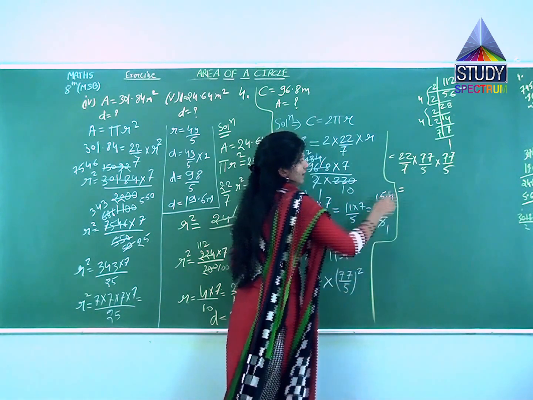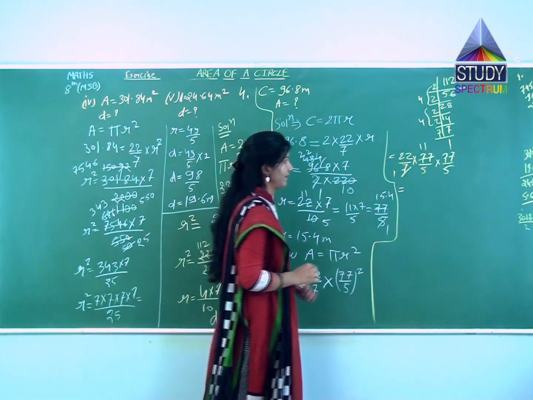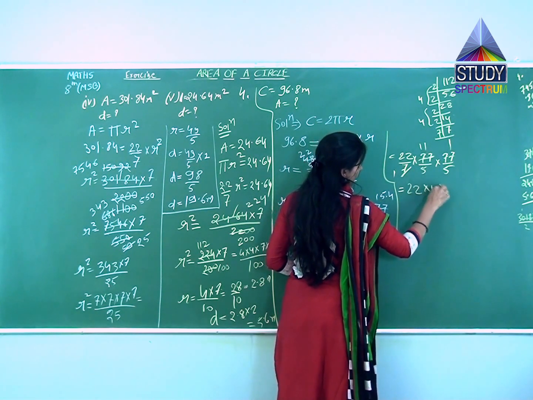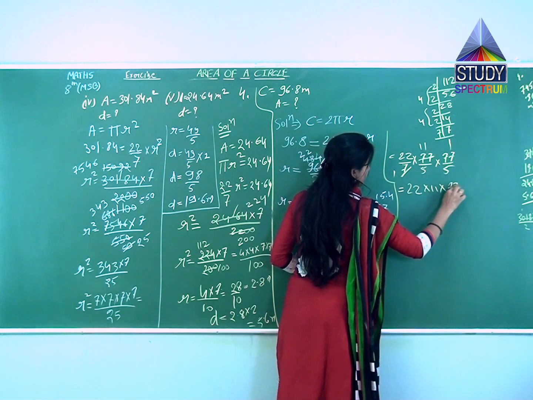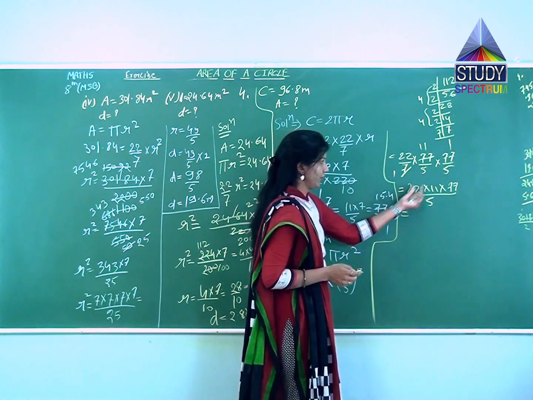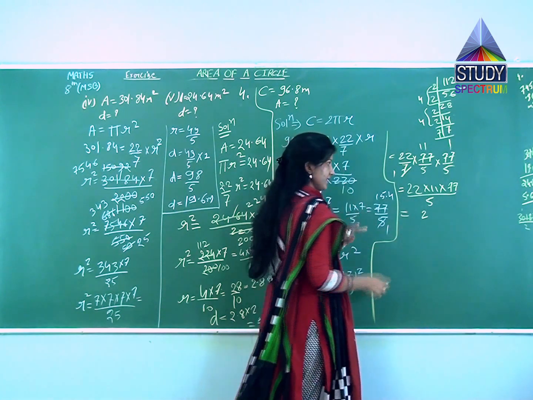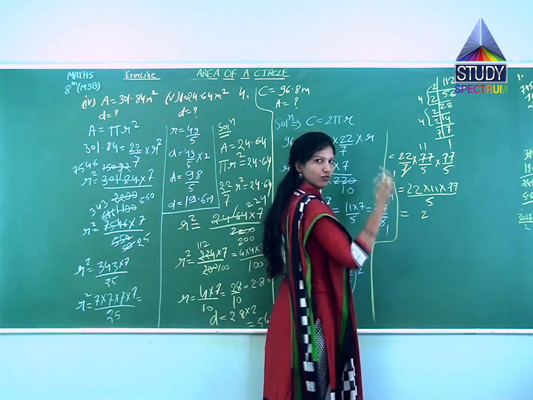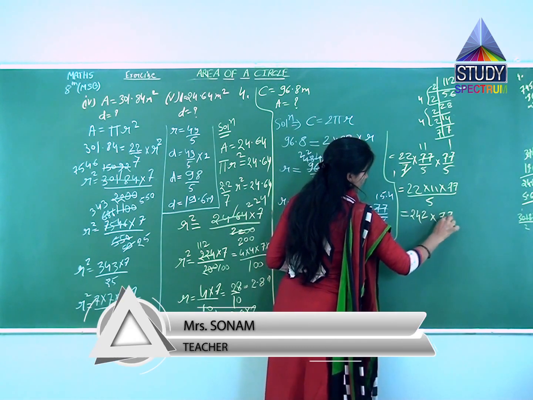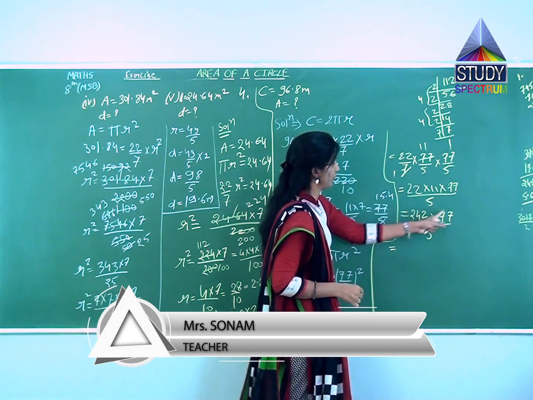Now 7 ones are 7 and 7 elevens are 77. 22 into 11 into 77 upon 5. 22 into 11: 11 twos are 22, 2 carries, 11 twos are 22, 22 plus 2, 24. Into 77 upon 5. Now 242 into 77.